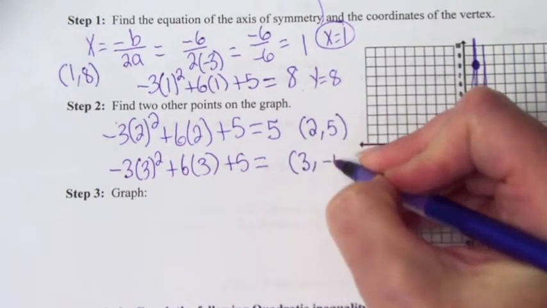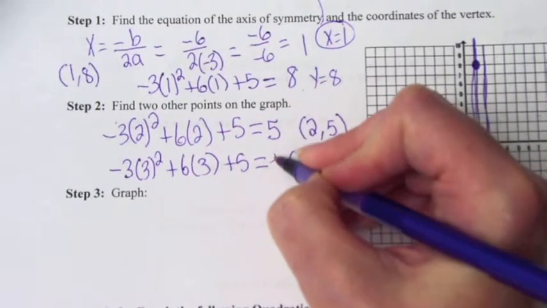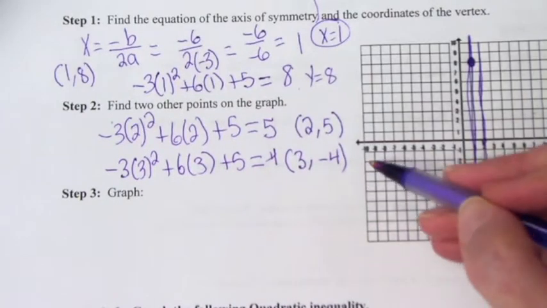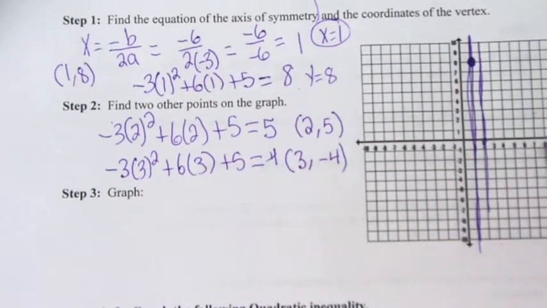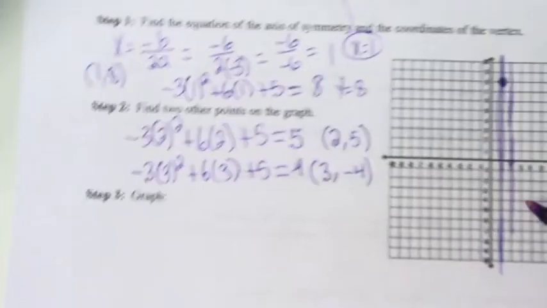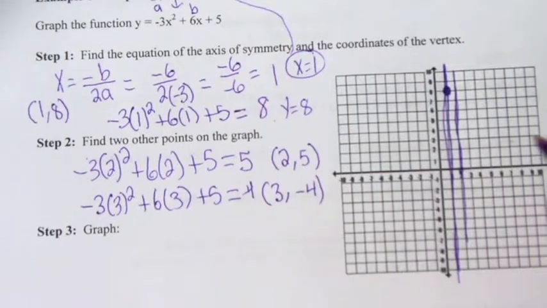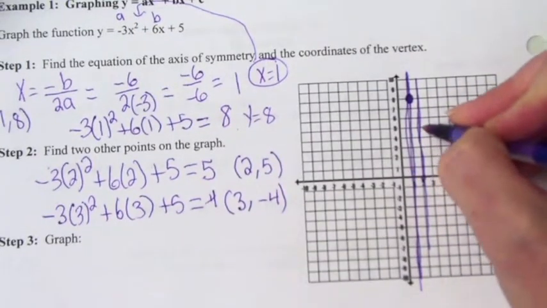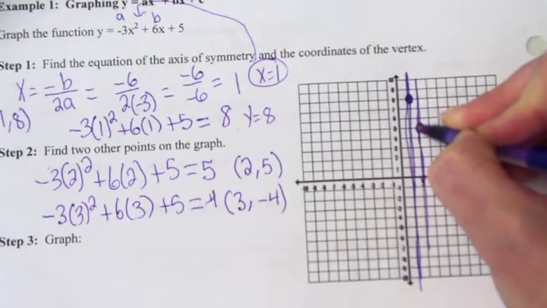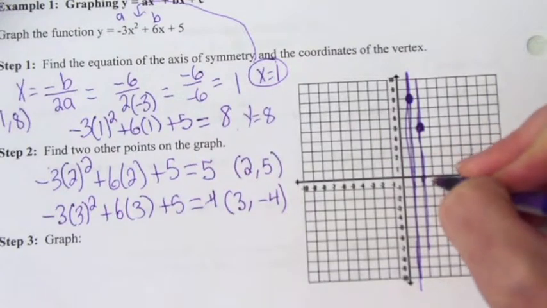-4. -4, yes. So there's 2 more points. And both of these points are going to be on that side of the parabola, which is what we wanted. We wanted these 2 points to be on one side of the parabola. So now let's put those points on our graph. We have 2, 5, 4 and 3, -4.